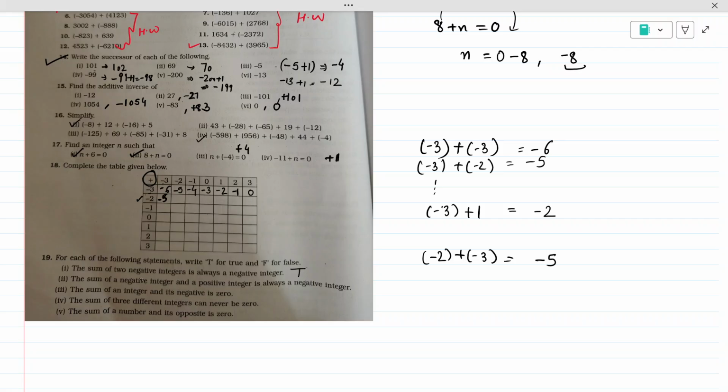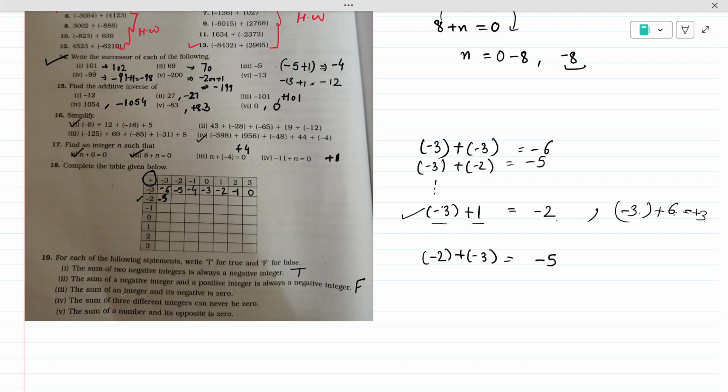Next, the sum of a negative integer and a positive integer will always be a negative integer. This is not true because one example is here where we have a negative integer and a positive integer, we are getting minus 2. Next example, we can have such that we have minus 3 and to this I am adding 6, which is a bigger number. So this is not true in every case. Here we will get a positive number. Okay, so this is not true in every case.